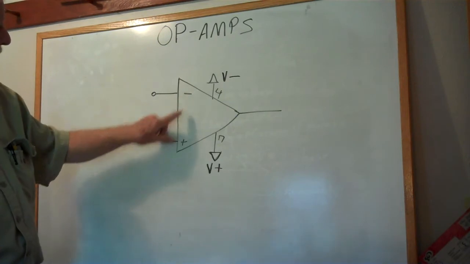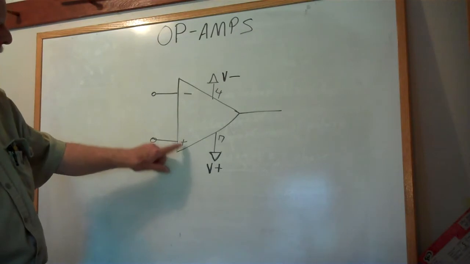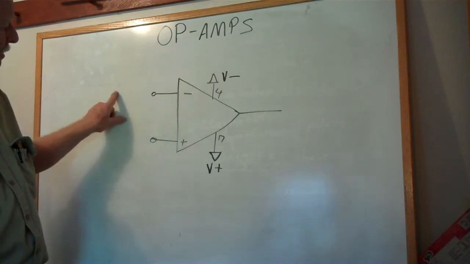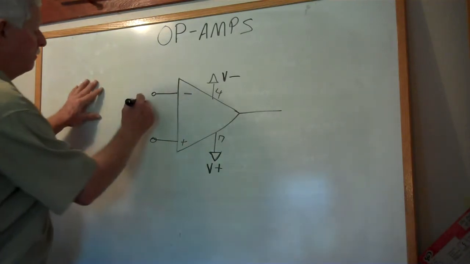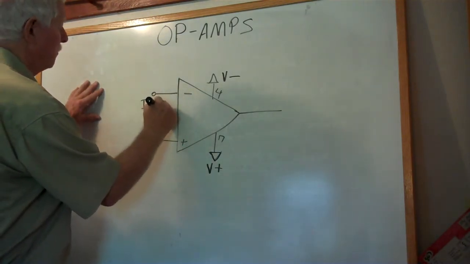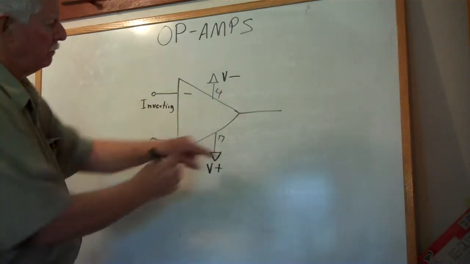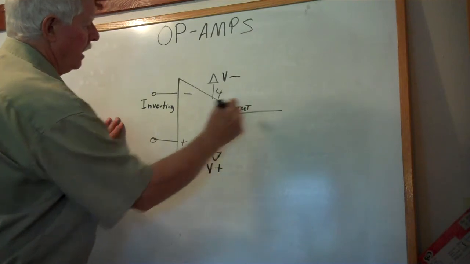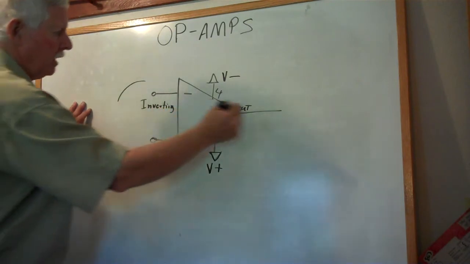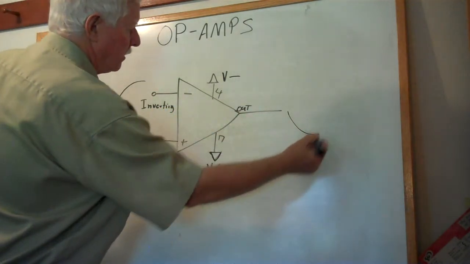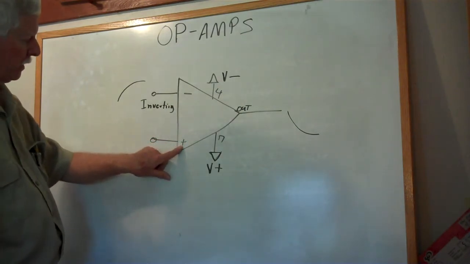And you'll notice that there's a minus and a plus here, but it doesn't refer to voltage polarity particularly. What it refers to is that a signal going into this one is going into the inverting terminal, and is coming out here at the output inverted. For example, if I have a voltage going in a positive direction, the output will be going in a negative direction.